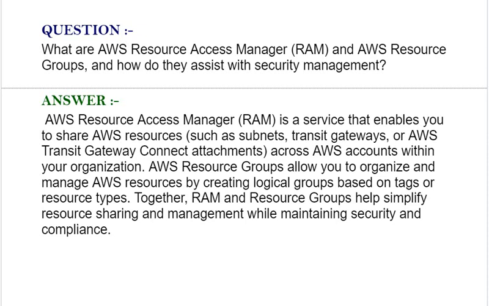AWS Resource Groups allows you to organize and manage AWS resources by creating logical groups based on tags or resource types. Together, RAM and Resource Groups help simplify resource sharing and management while maintaining security and compliance.